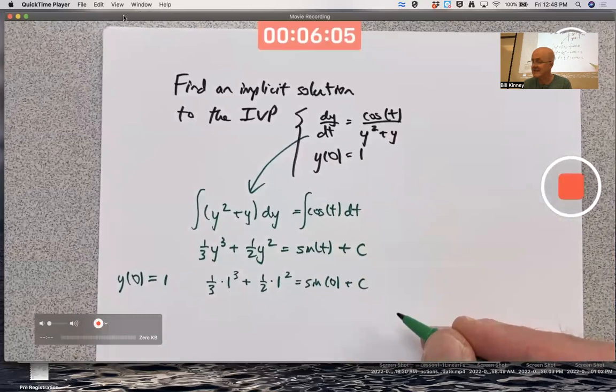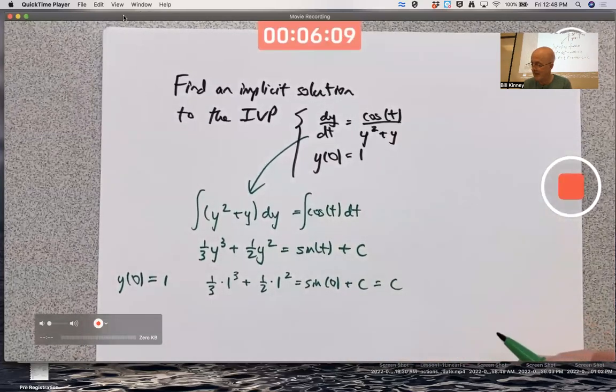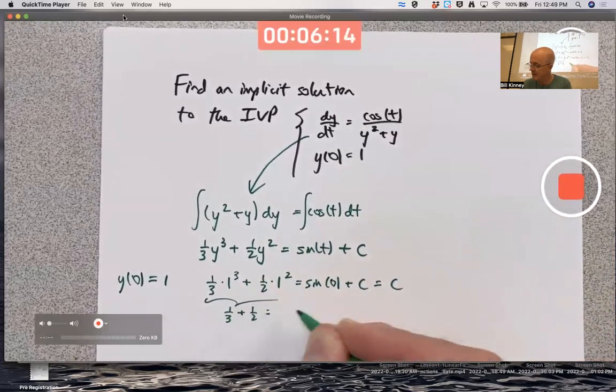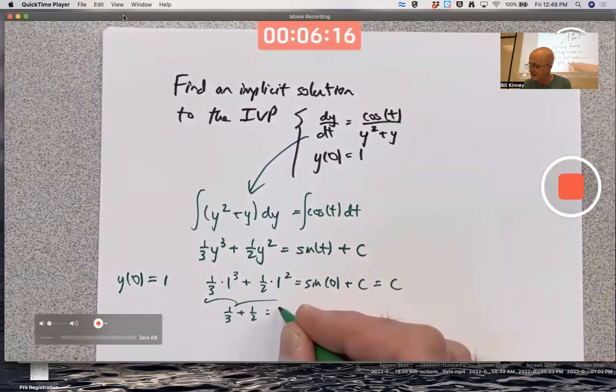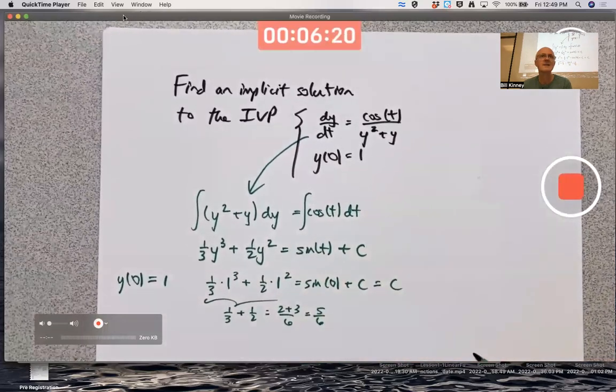But of course, sine of 0 is 0. This is c. And this is 1/3 plus 1/2. Get a common denominator of 6. That's 2 plus 3 over 6, or 5/6. Looks like c is 5/6, right? You get that?